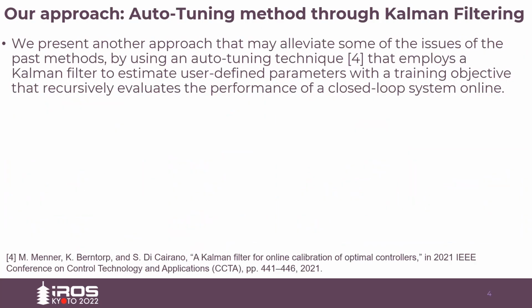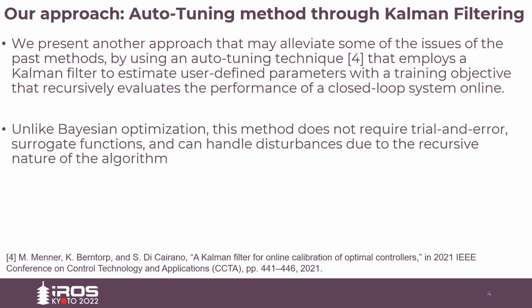We present another approach that may alleviate some of the issues of the past methods by using an auto-tuning technique that employs a common filter to estimate user-defined parameters with a training objective that recursively evaluates the performance of a closed-loop system online. Unlike Bayesian optimization, this method does not require trial and error or surrogate functions, and can handle disturbances due to the recursive nature of the algorithm, and lastly can calibrate parameters on a single run.